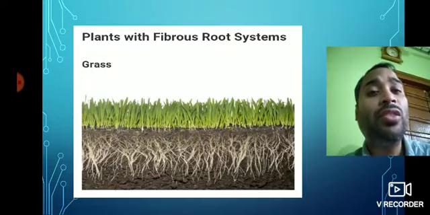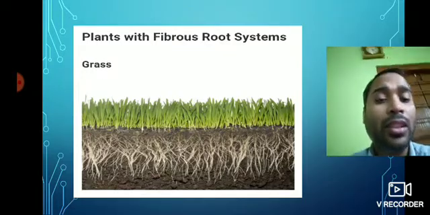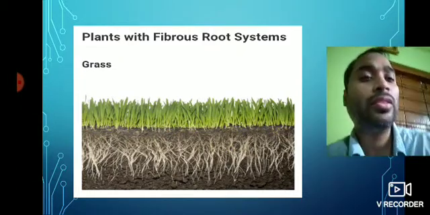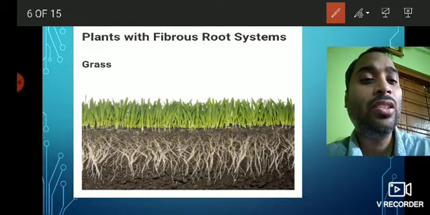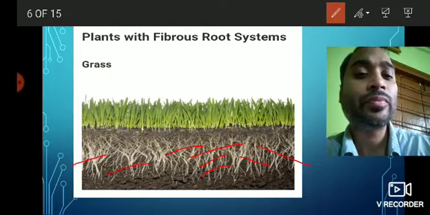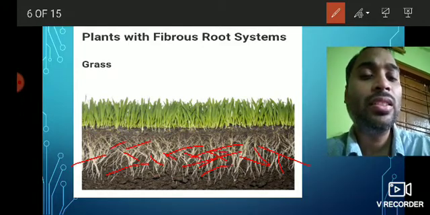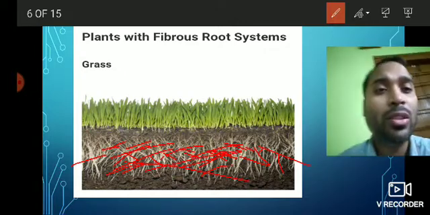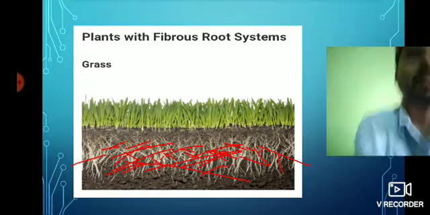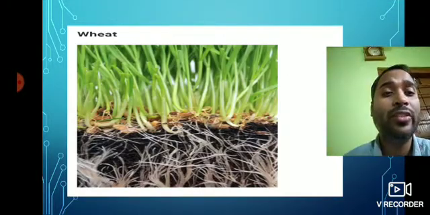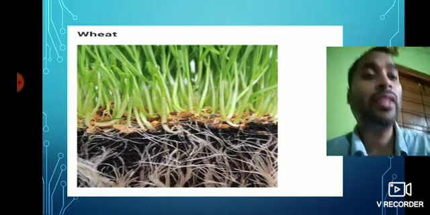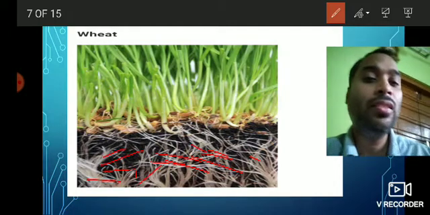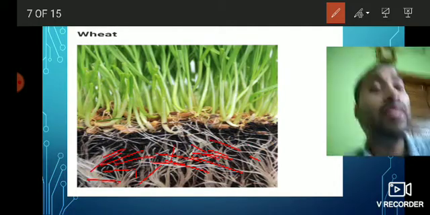So let us see a few examples of fibrous roots. Now these are some examples of fibrous roots, like grass. The roots you can see here do not have any main root. All the roots look similar and they are quite thin and they spread randomly everywhere. So this is an example of a fibrous root system. Then wheat is also an example of a fibrous root system. You can see here there is again no main root, only similar roots which are spread everywhere. So this is again an example of fibrous roots.